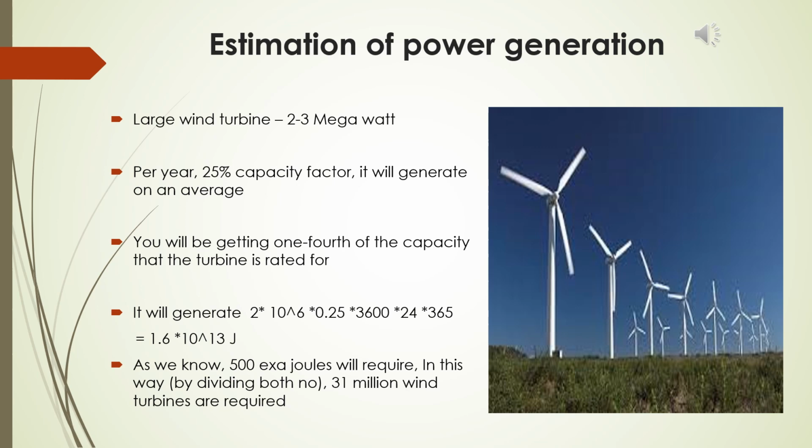See the mathematical formulation in the slide. 2 megawatt is the energy, multiply by the capacity factor, which is 0.25 or 25%, multiply by 3600 seconds, multiply 24 hours, multiply 365 days. So in total, energy we'll get is 1.6 into 10 to the power 13 joule.